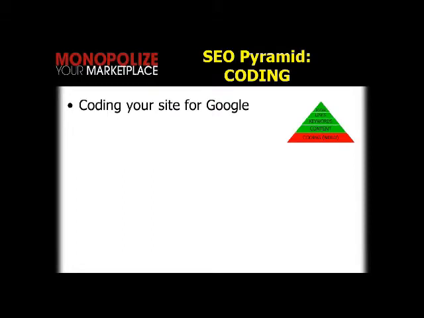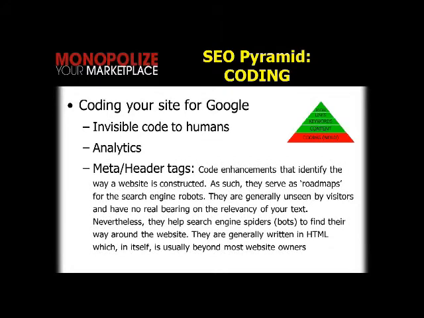The first thing is coding. Now, I'm going to encourage you to not do this yourself. I'm going to encourage you to have an SEO company do this. This is code that's invisible to humans. It's stuff that's in the background of the website. It's analytics. It's stuff like meta and header tags. And I put all this text on here not because I want you to read it, not because I want to confuse you. I just want you to see that it's kind of complex stuff.